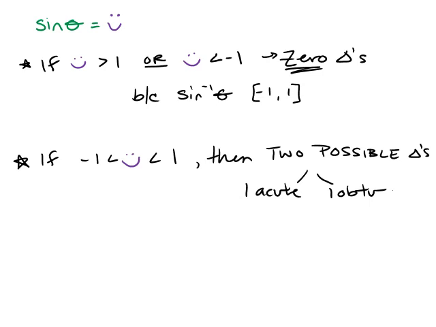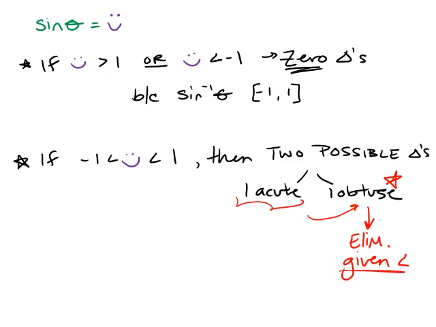Now, I want to remind you that when you plug in sine inverse, you only get the acute angle out. So you will have to find the obtuse angle, and sometimes this one can be eliminated depending on the given information. If this angle plus the given angle is greater than 180 degrees, then the obtuse triangle can be eliminated.